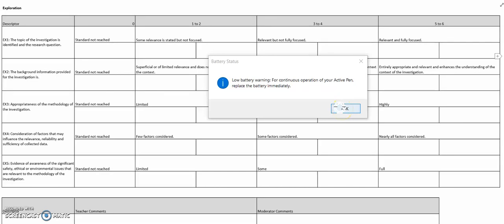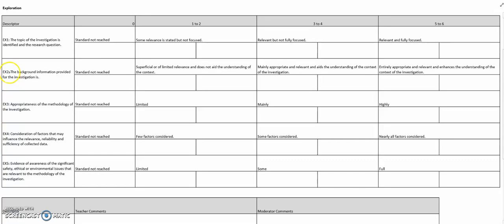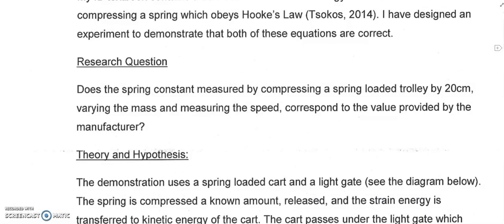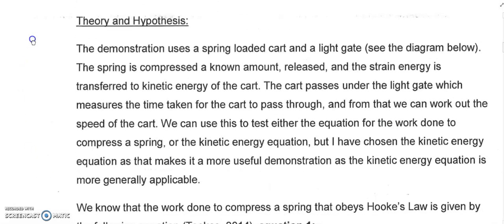For this next video, we're going to look at the next point in the exploration section. Exploration point 2: the background information you provide for the investigation should be entirely appropriate and relevant, and enhances the understanding of the context of the investigation. So let's look at the exemplar.